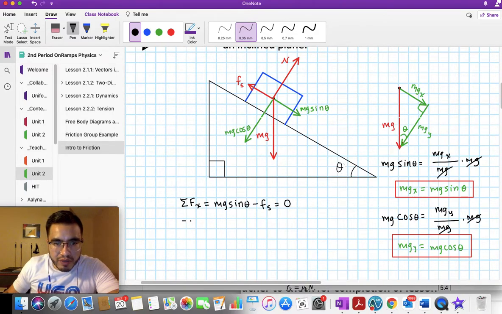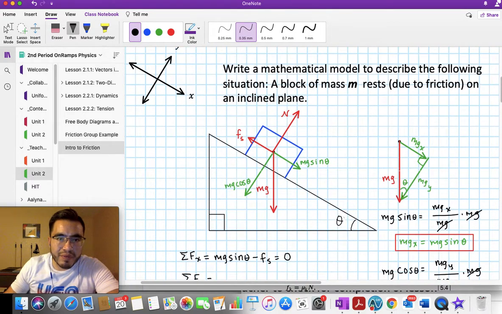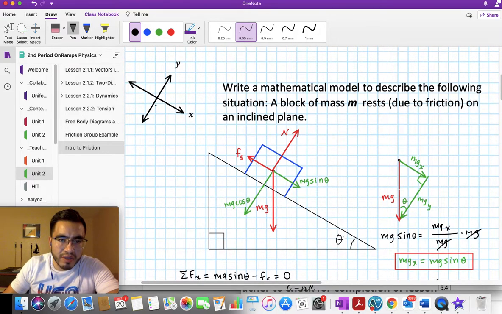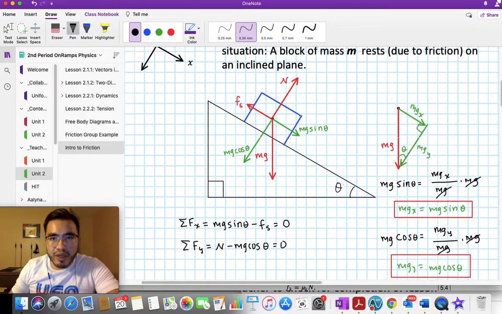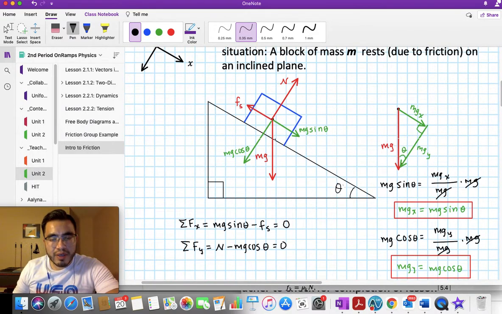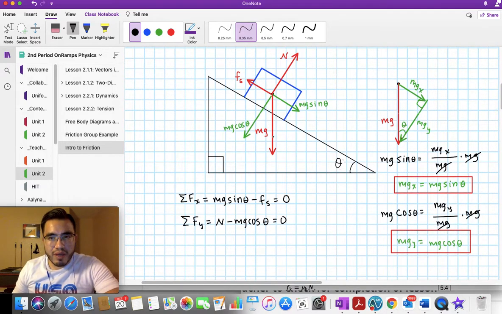So now let's do the summation of forces along the y. And let's make up positive, right? Well, we kind of have to because this is positive y, this would be negative y. So then it would be the normal minus mg cosine theta is equal to 0 because they are equal and opposite to each other. Okay, that is it for now.